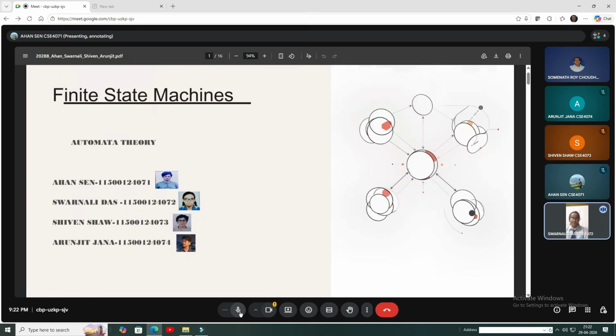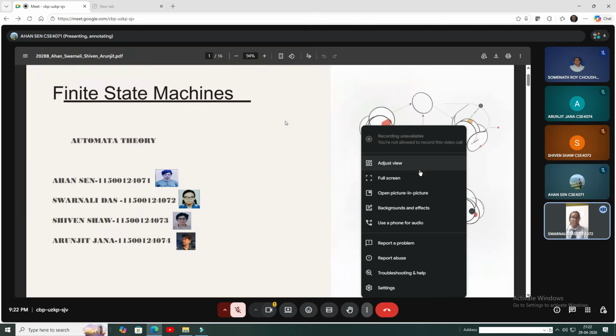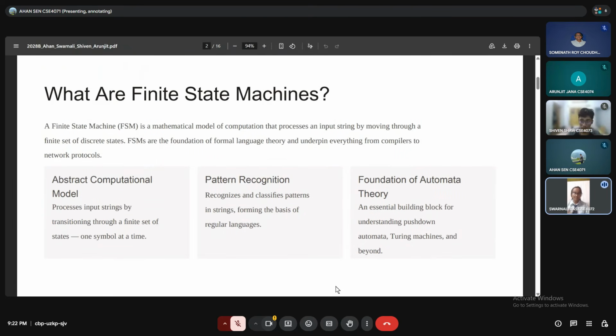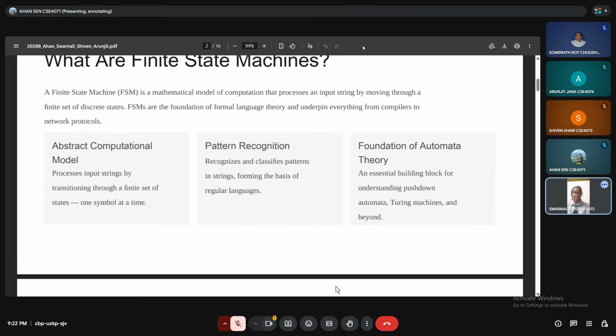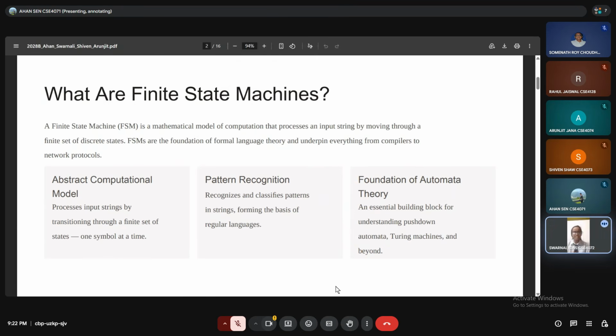I will be presenting on finite state machines, a fundamental concept in automata theory that helps us understand how systems process input and change states. A finite state machine, or FSM, is a model that works with a limited number of states. It reads input step by step and changes from one state to another. We can see FSMs in real life, like traffic lights, vending machines, and even password validation systems. So it is an abstract model for processing input, pattern recognition used in languages, and a foundation for advanced machines.